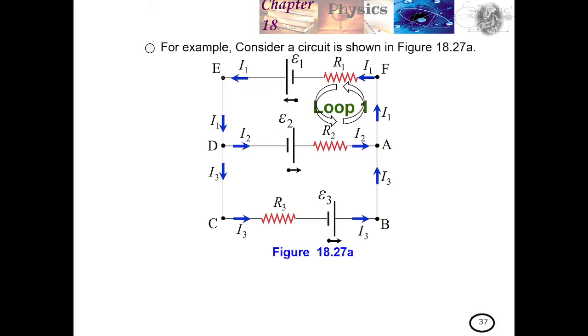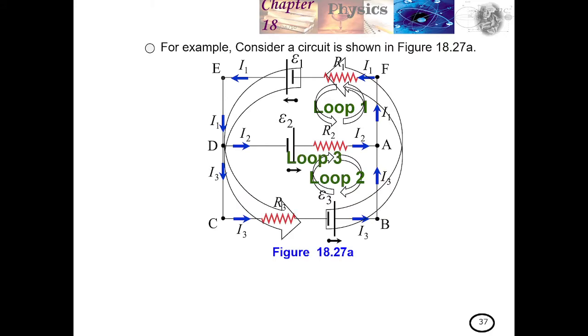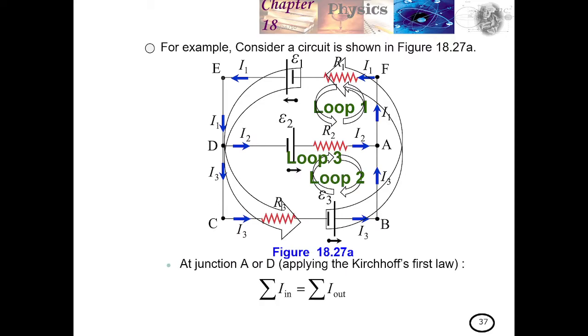Loop number 1, and then loop number 2. And loop number 3 is the big one, as I drew before. We are going to use Kirchhoff's laws, first and second, to make equations on all of the loops. So for loop number 1 we make an equation, for loop number 2 we make an equation using Kirchhoff's law, and for loop number 3 we make an equation as well.